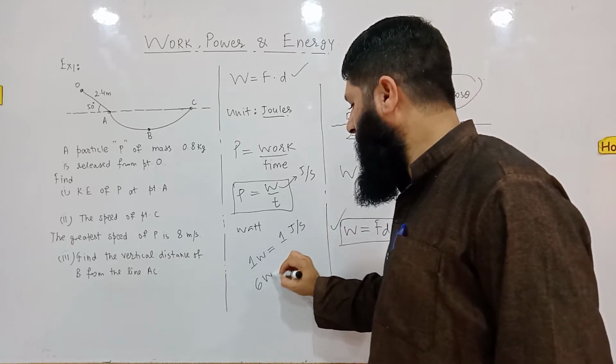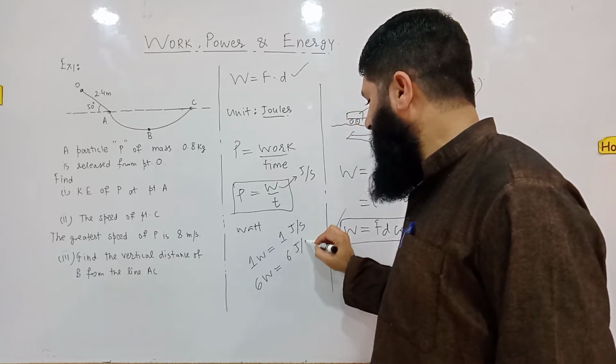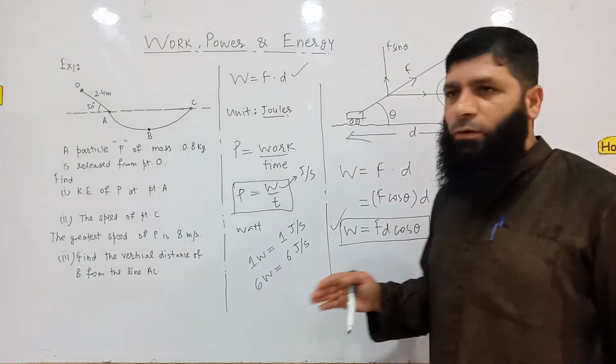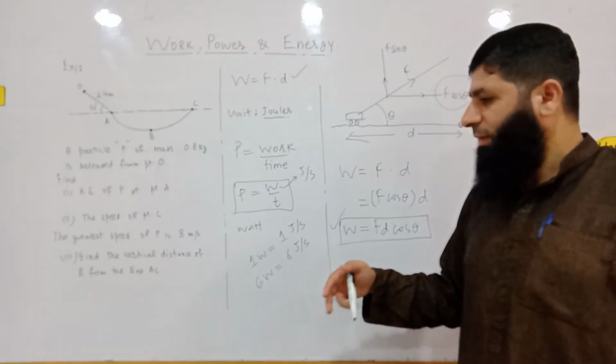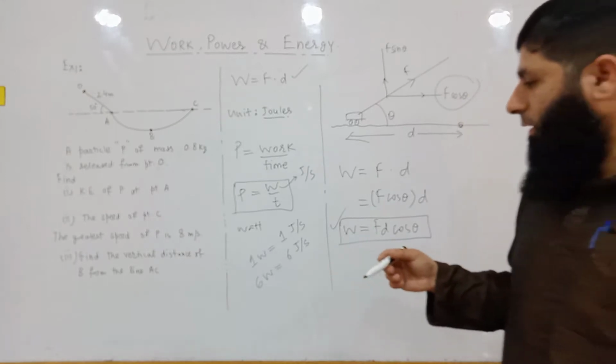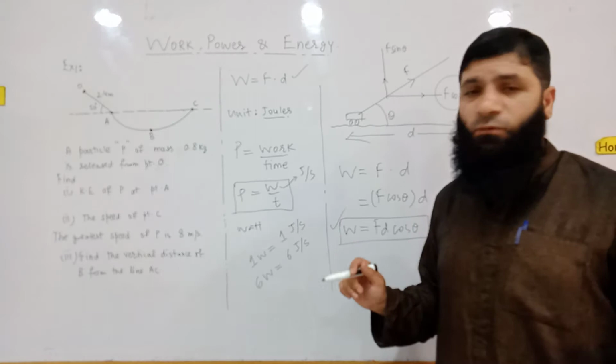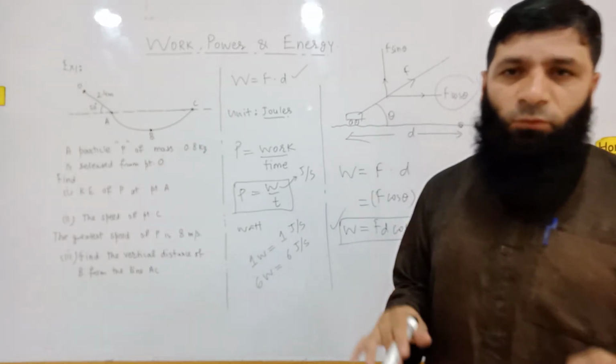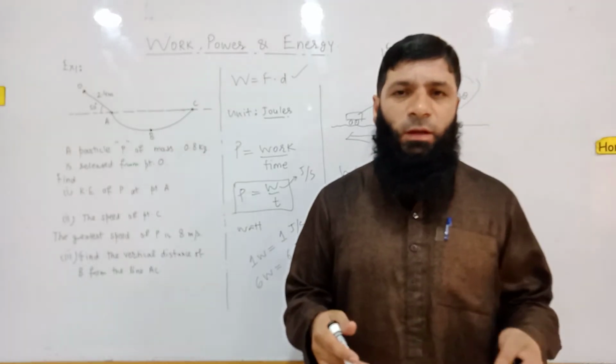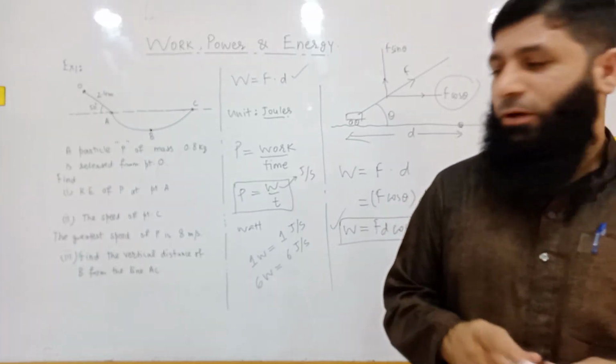Similarly, 6 watt is equal to 6 joules per second. If power of any body is 6 watt, it means that this type of body is consuming 6 joules of energy in 1 second. Similarly, if power of a body is 10 watt, it means this type of body is consuming 10 joules of energy per second.